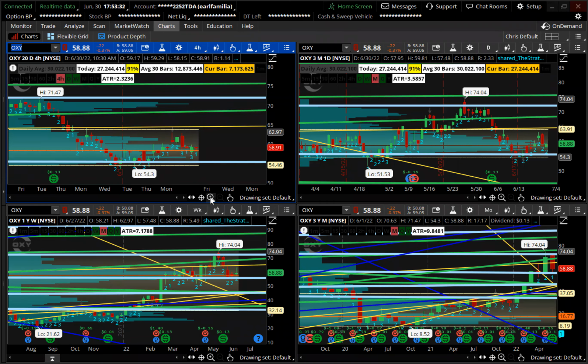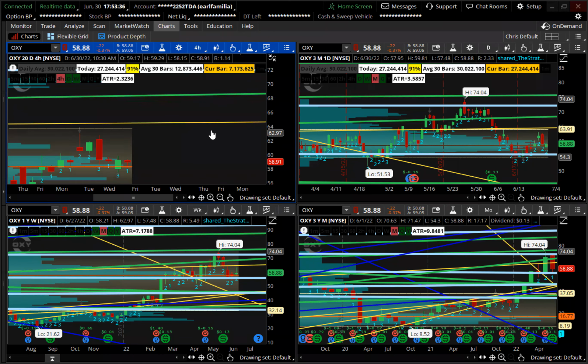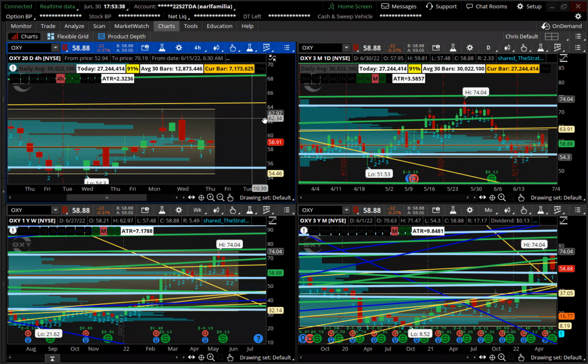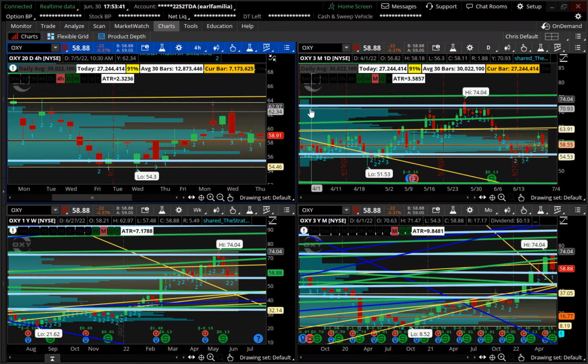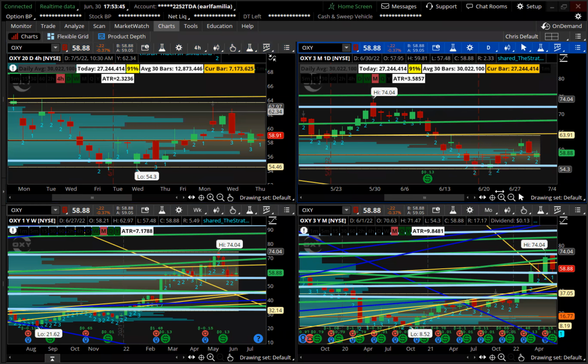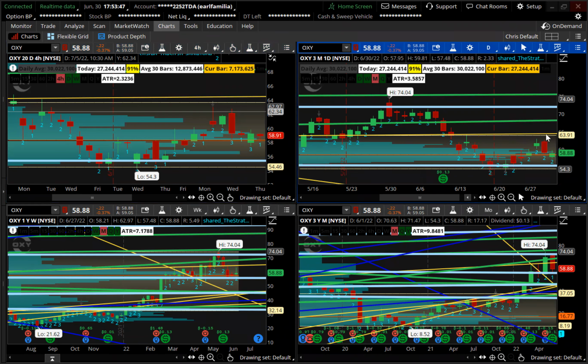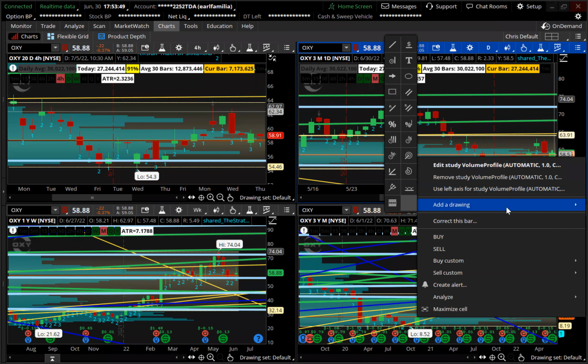Oxy is doing the same thing a lot of these others are doing. It's just chopping around, but it has a decent setup compared to some of the others. The day looks a lot better than the 4-hour on Oxy. This rev strat looks a little bit better.